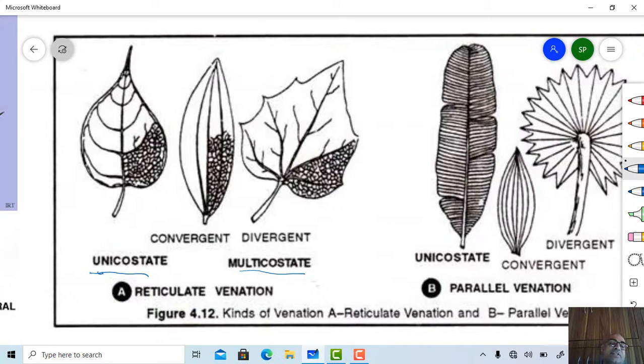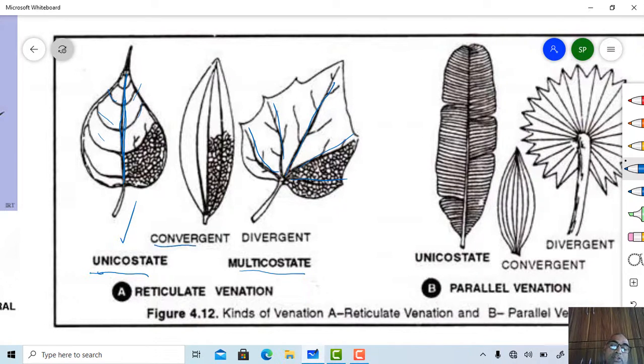What is unicostate? A single prominent midrib will be present, and laterally it will produce such a type of veins. Then it is called a unicostate. What is multicostate? When more than one principal vein is present, then it is called a multicostate type of venation.